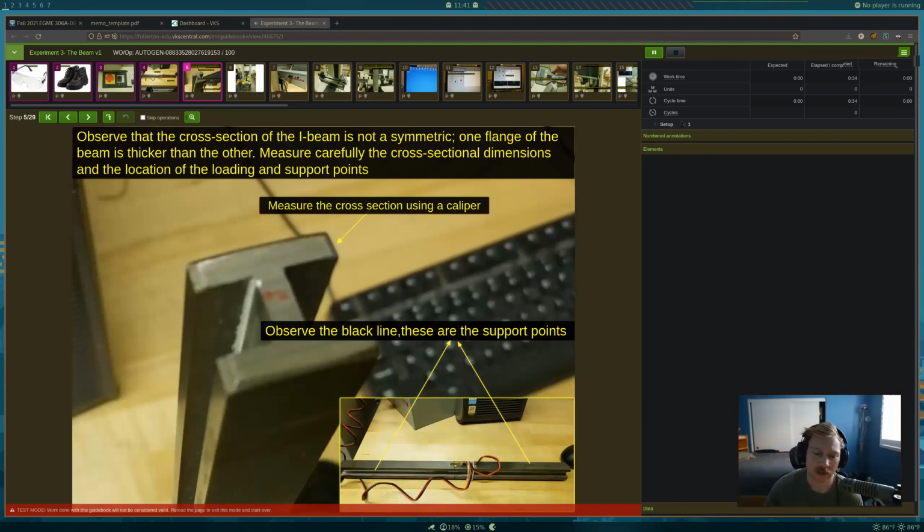Okay, so here is what the cross section looks like for the I-beam. Wow, it looks like an eye. So once you actually get into the lab, you're going to get a sample and you're going to measure these different dimensions of the I-beam.